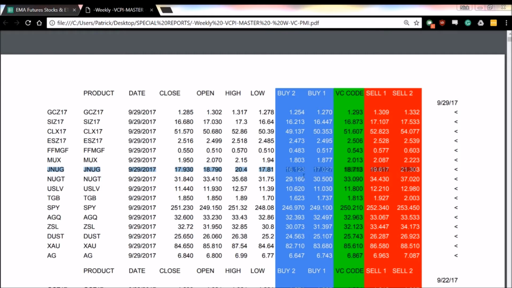The levels in blue signify demand, and we identify two levels which are trigger points to buy: Buy 1 at 17.03, rounding it off, and the Buy 2 level at 16.12. When the market price comes down to these levels, there is about an 80% probability that the price will revert back to the mean, in this case the green VC code of 18.71.